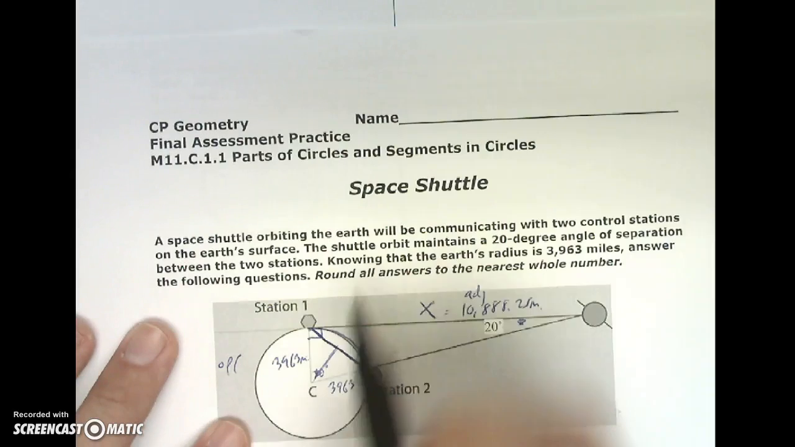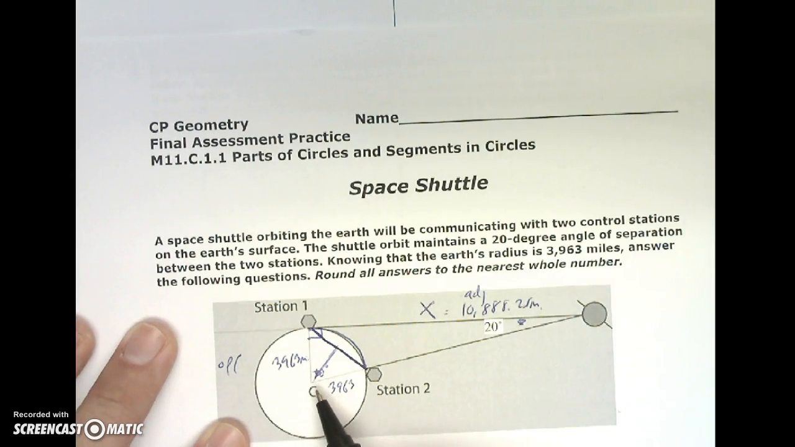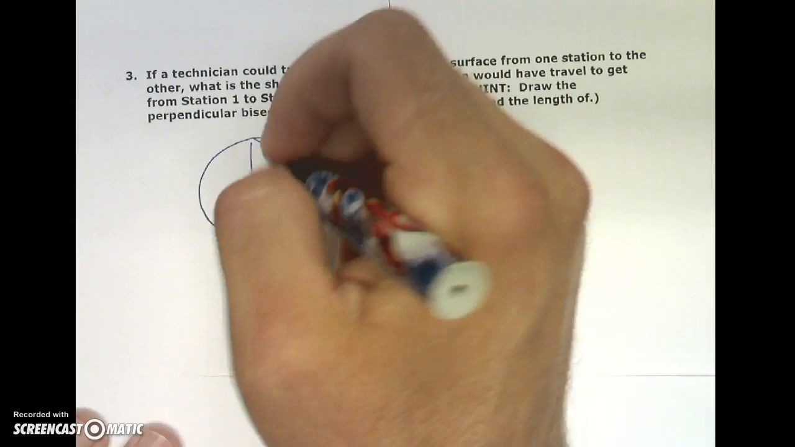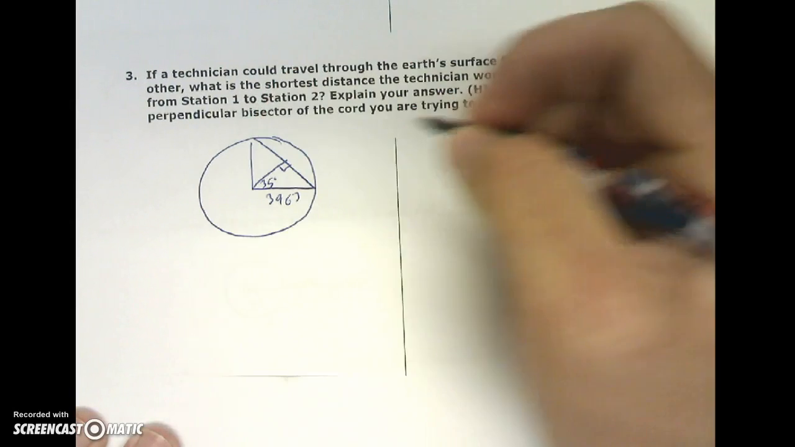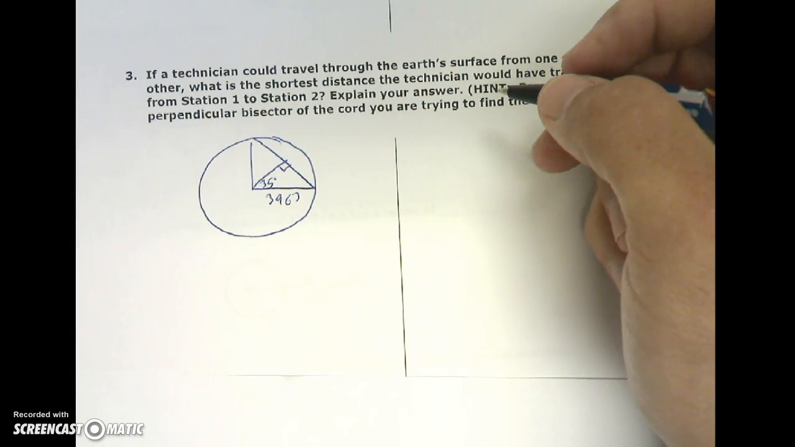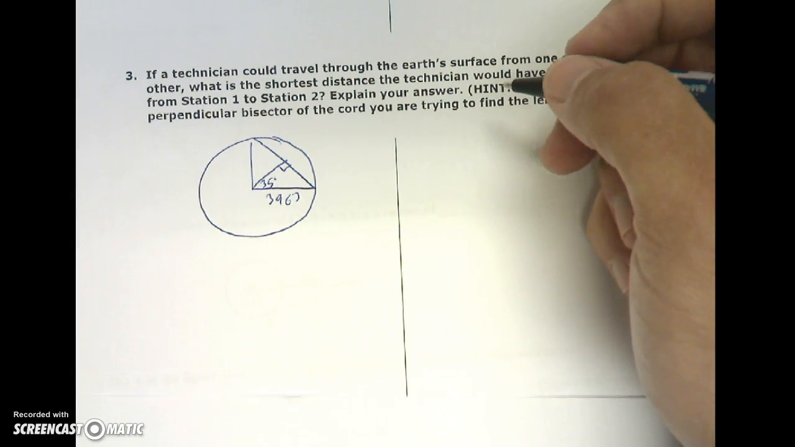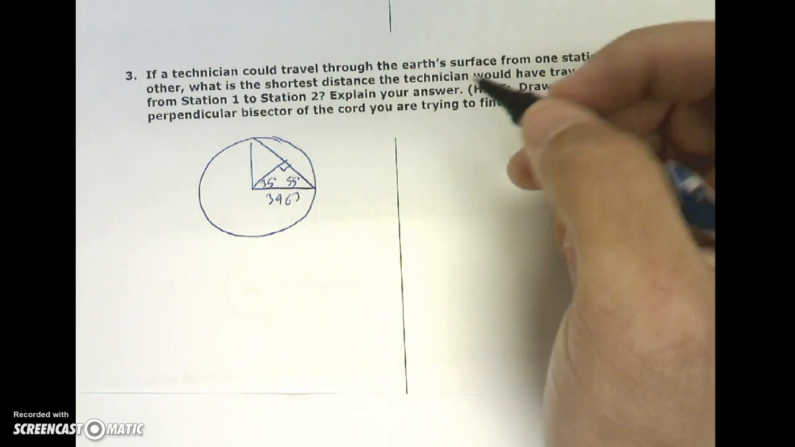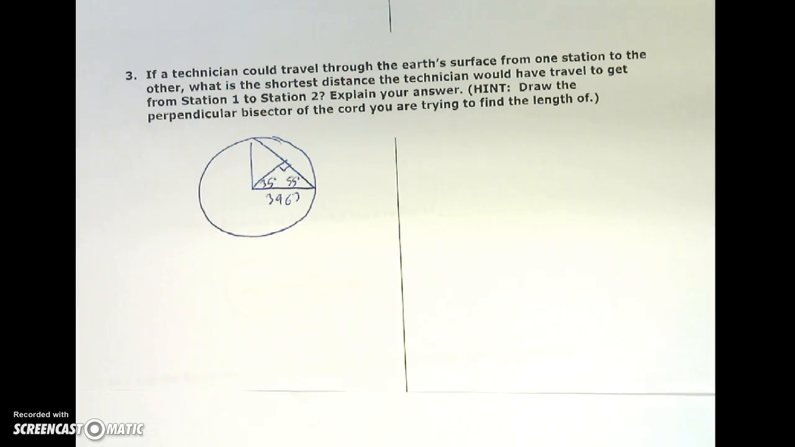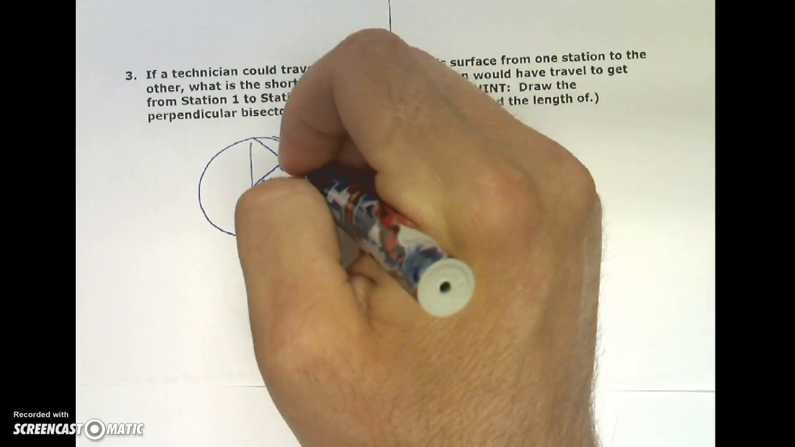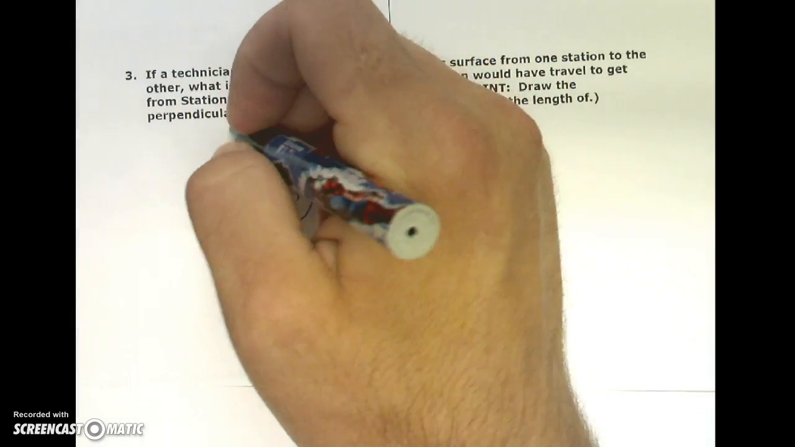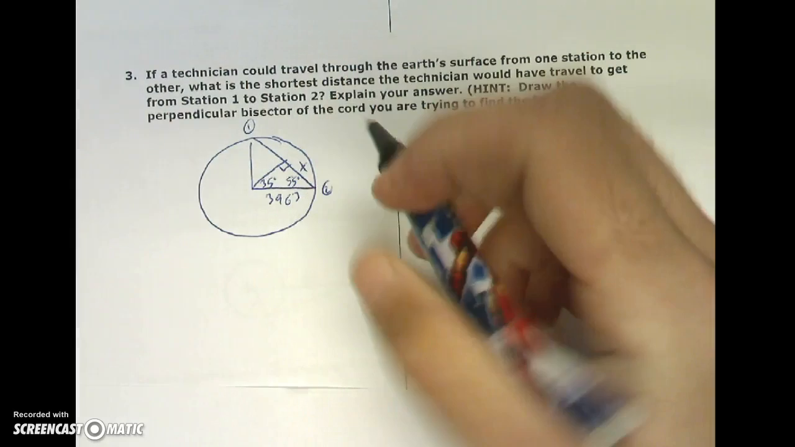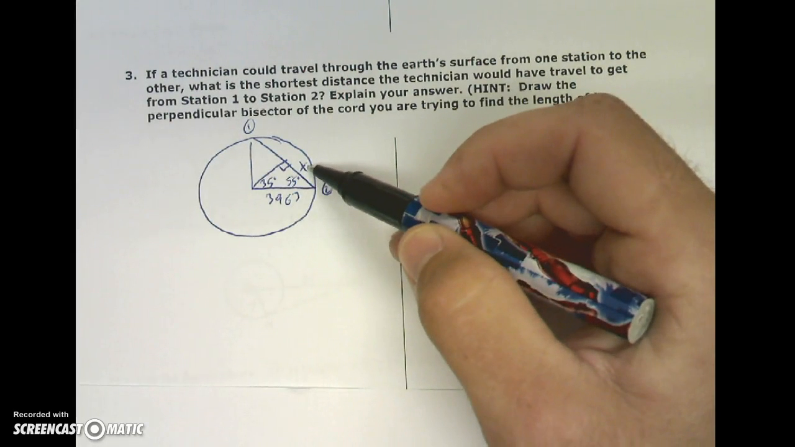Because this was 70 right here, guys, what's half of 70? 35 degrees. So I know this is 35 degrees. Okay. And then therefore this over here would be 55 degrees. Alrighty? Good. So they want us to know what the shortest distance is between them. So I'm going to go ahead and find, we'll call it Station 1, there we go, 1, 2. I'm going to go ahead and set up and try to find this x.